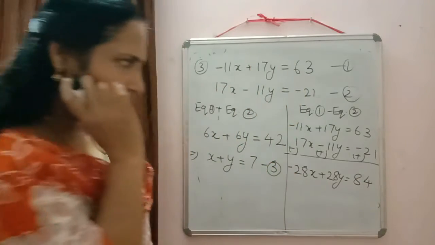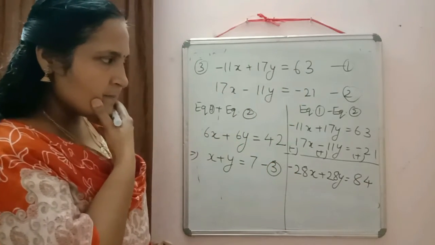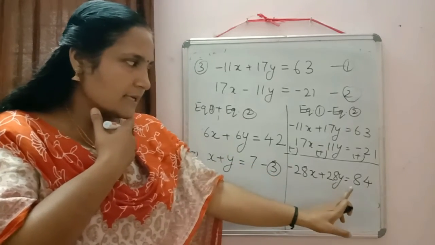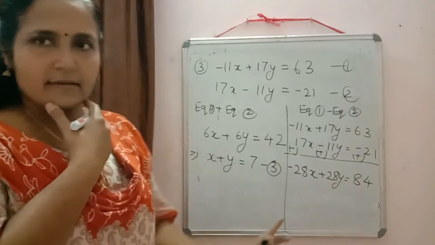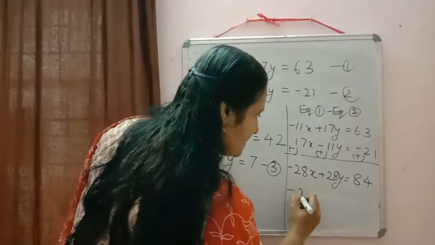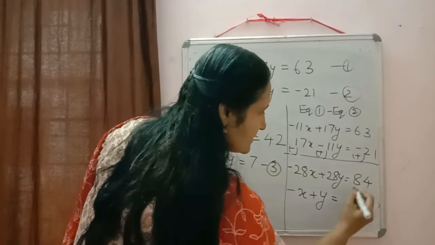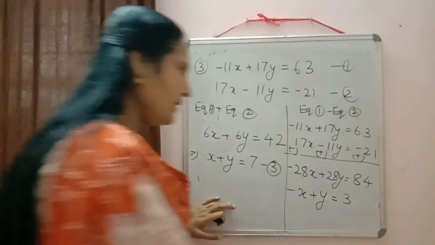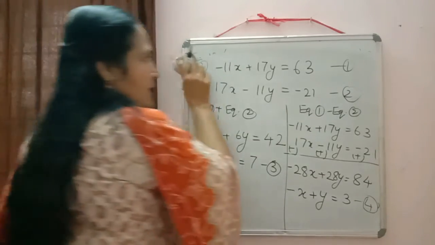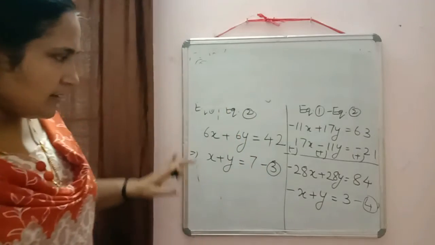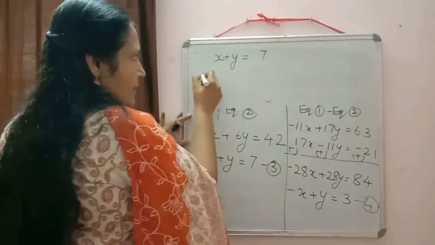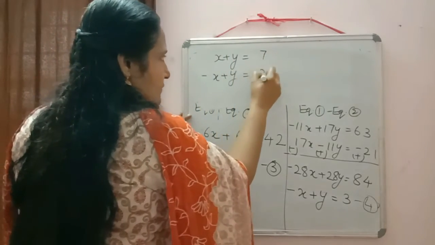Now we can check whether all the numbers are divisible by 28. 28 3s are, 3 8s are 24, 3 2s are 6 plus 2, 8. So the whole expression is divisible by 28. So dividing it by 28, we will get minus x plus y is equal to 3. Make it equation number 4. So we have x plus y is equal to 7 and minus x plus y is equal to 3. So once again I am writing the equation. x plus y is equal to 7 and next equation we have minus x plus y is equal to 3.